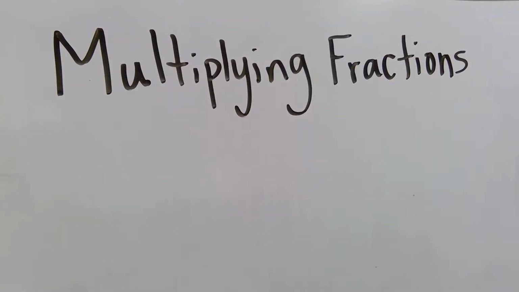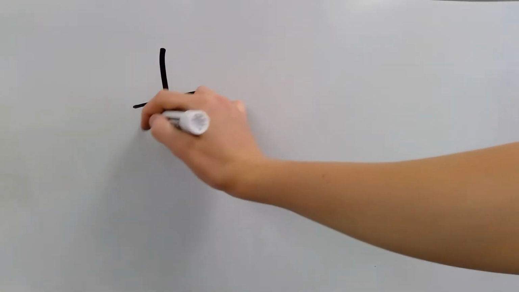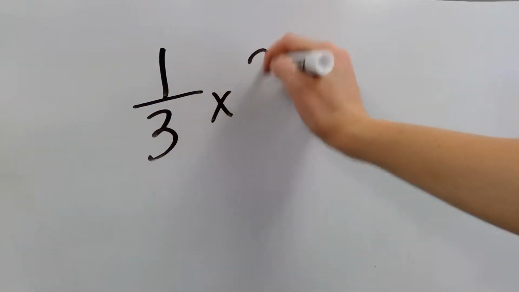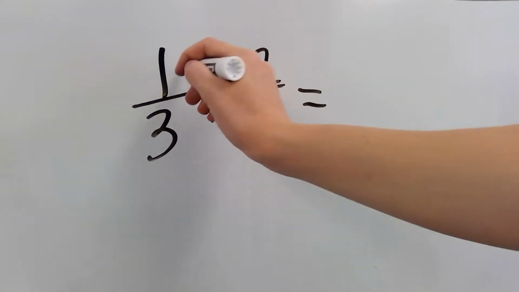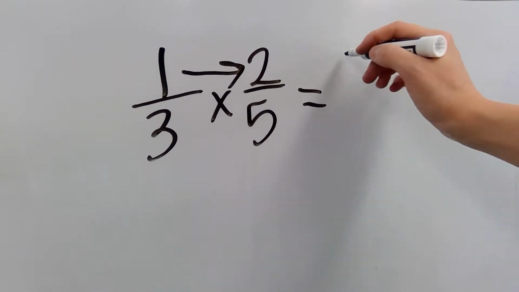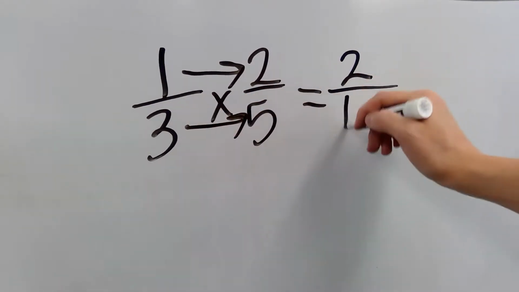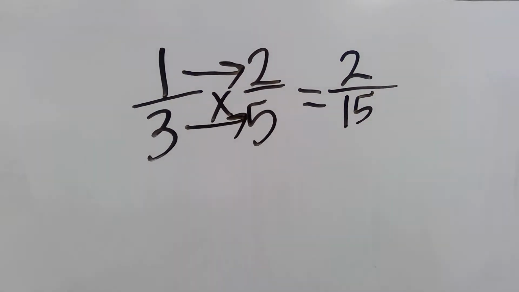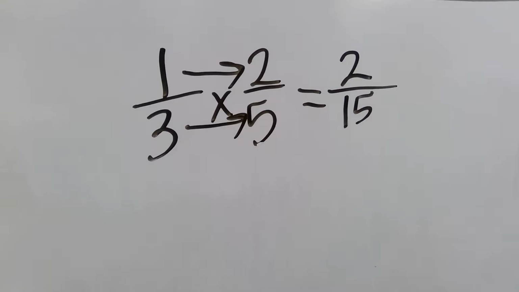Let's talk about how to multiply fractions. Multiplying fractions, if you're just dealing with two fractions, is actually pretty easy. If I have 1/3 and I'm multiplying it by 2/5, all I do is just multiply straight across. 1 times 2 is 2. 3 times 5 is 15. So 1/3 multiplied by 2/5 is 2/15. It's as simple as that.